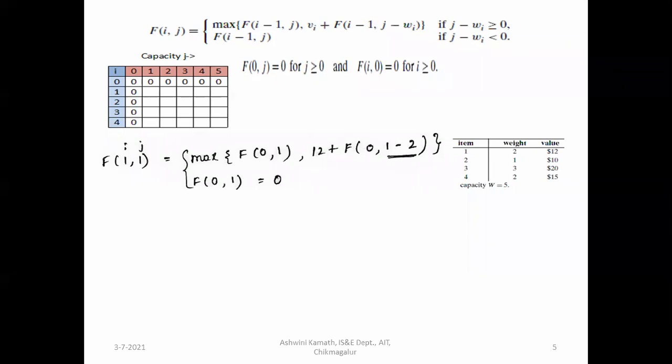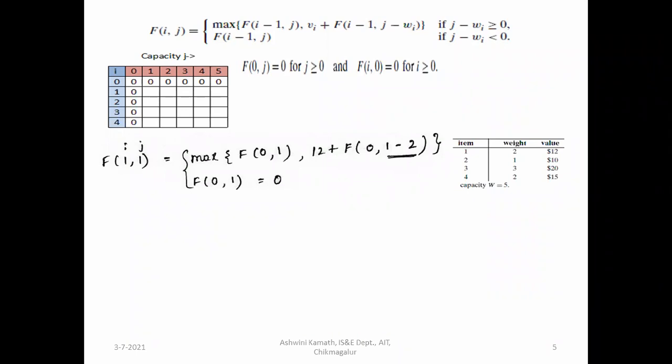You are trying to add the first item. Vi, i value is 1, right? So v1, what is v1? Value of the first item, it is equal to 12. So 12 plus f of i minus 1, 1 minus 1, 0, comma 1 minus 2. What is 1 minus 2 here? 1 minus 2, you are getting minus 1. So we don't have the value 0 comma minus 1 in the table, right? It's a negative indexing, so you have to skip that. So keep the previous value as it is.